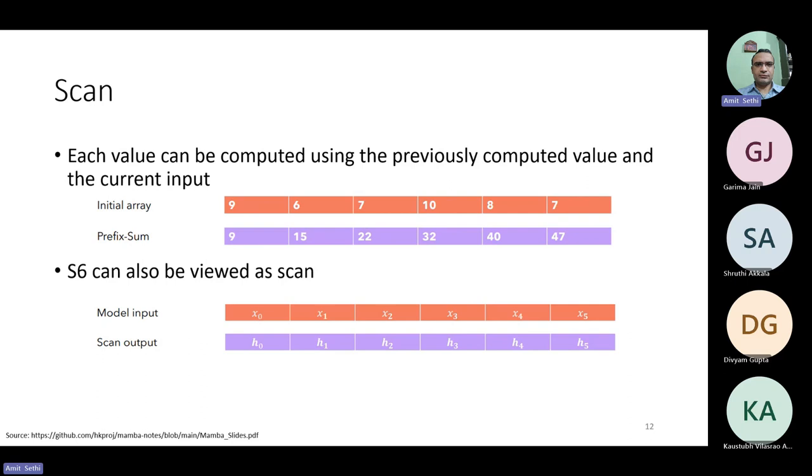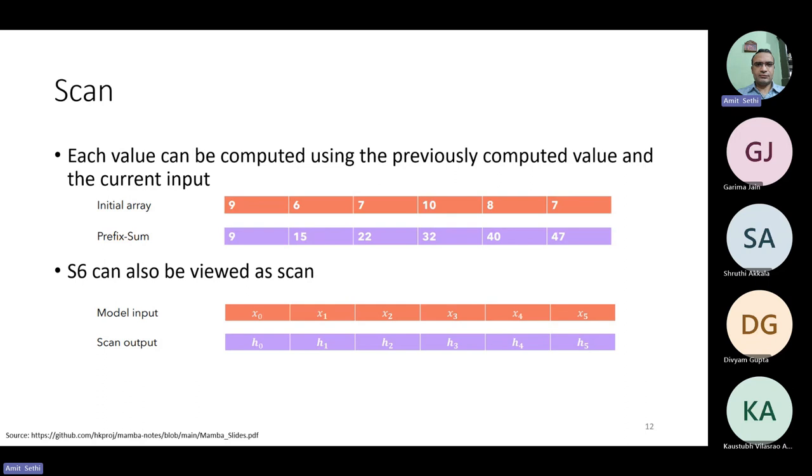So S6 can be viewed as a scan. I call S6 the module in which this operation is happening, and that can be viewed as a scan operation. But now, as we know, this has to be done sequentially. You cannot parallelize this like the previous one.